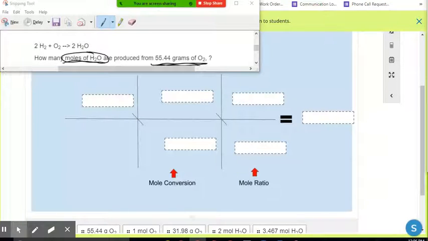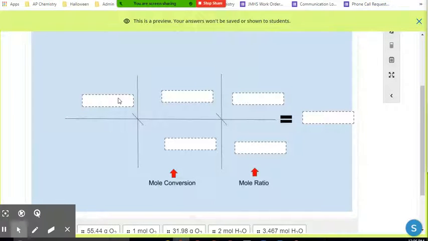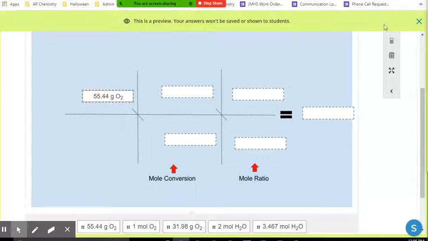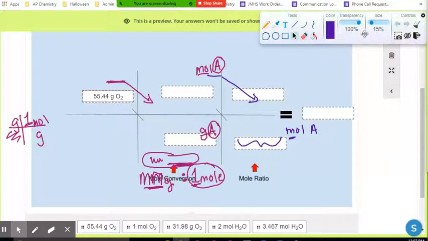Grams of O2. Yep, 55.44. Perfect. There we go. Pull that right there. Okay. All right, so 55.44. Just like normal, we're going to take our words and bring them down to the right, right? Let me clear off my screen.